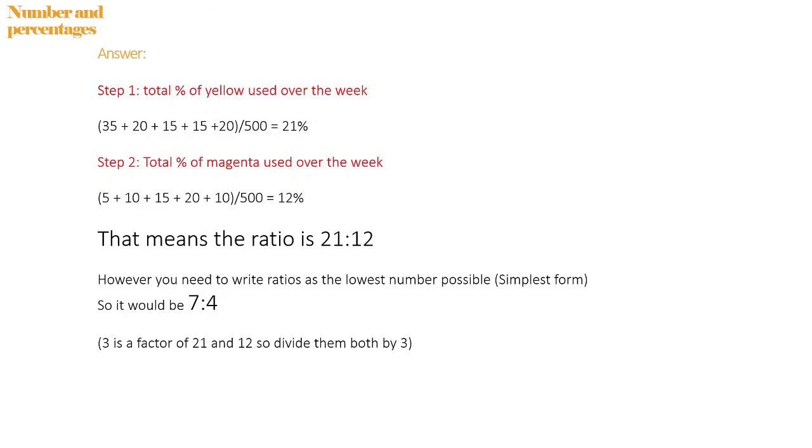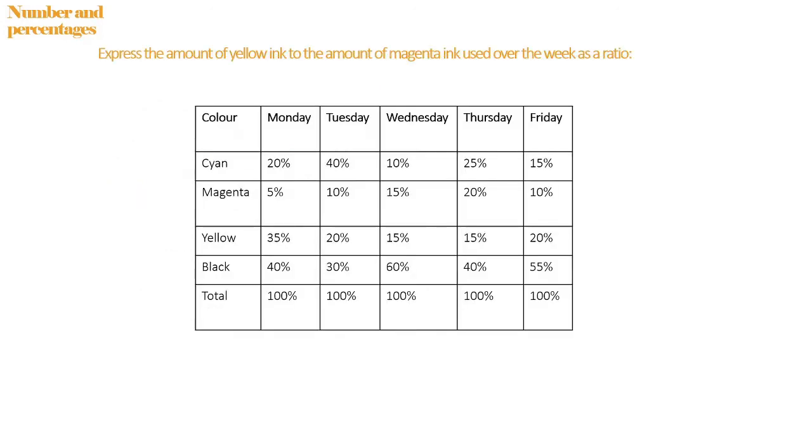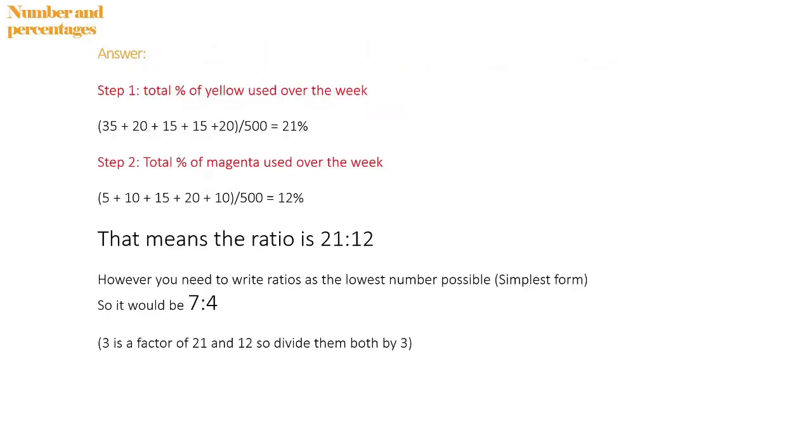The same would be, again, you could literally pick any of those colours. You could say the ratio of black to cyan, and again, you would do the same. You would add all the percentages up, so 40, 30, 60, 40, 55, divide it by 500, gets you what the percentage would be, and then same with cyan, and then you get your ratio of it, and then again, you've got to divide it down to get as small a number as possible.